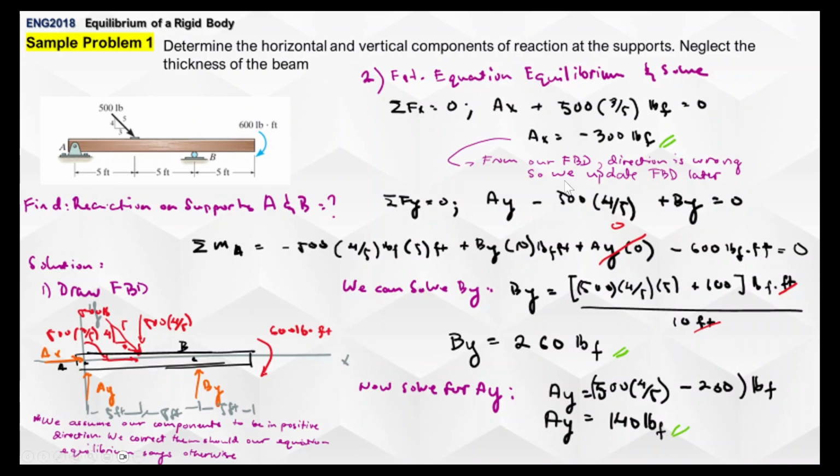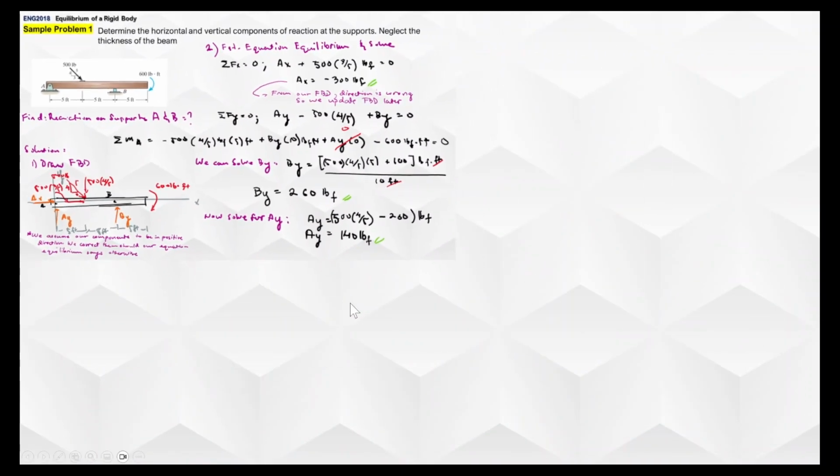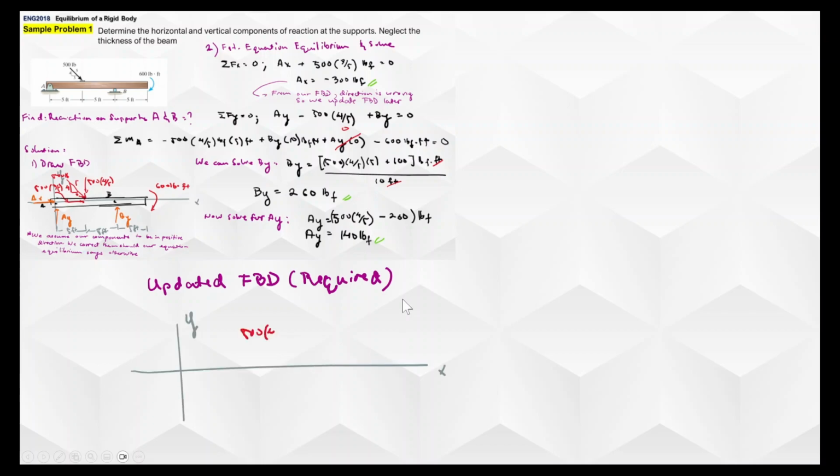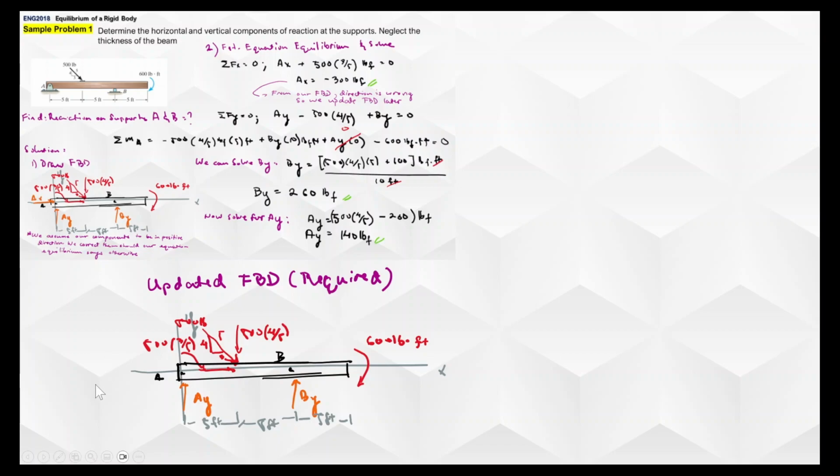Okay, since our AX, our horizontal force at point A, is negative 300 pound force, our orientation is wrong. So we have to update our FBD. So in this case, an updated FBD is required. And we just have to redraw everything and then just correct the orientation of just one particular arrow, this one.